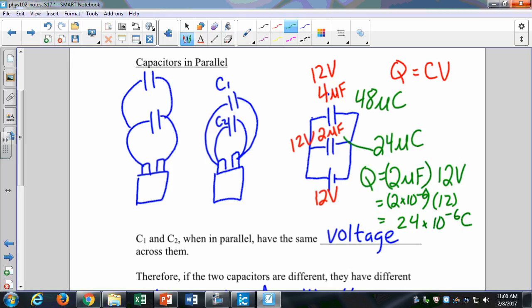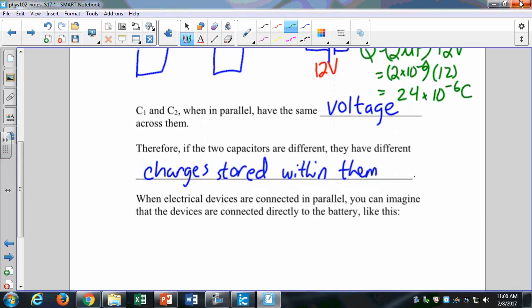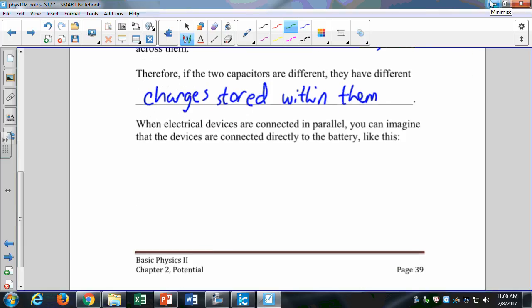So notice the one with the bigger capacitance has the bigger amount of charge. And that might seem obvious, but we'll see some scenarios where that's not true. So that's why I just stated it here. So as I said, when electrical devices are connected in parallel, you can imagine that they're connected directly to the battery. I've already drawn that picture. Just imagine in parallel, they're all connected directly to the battery.